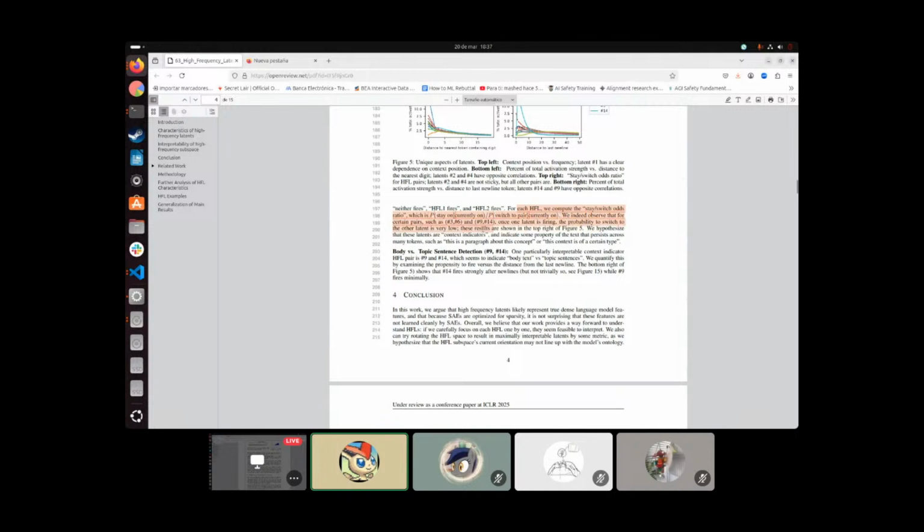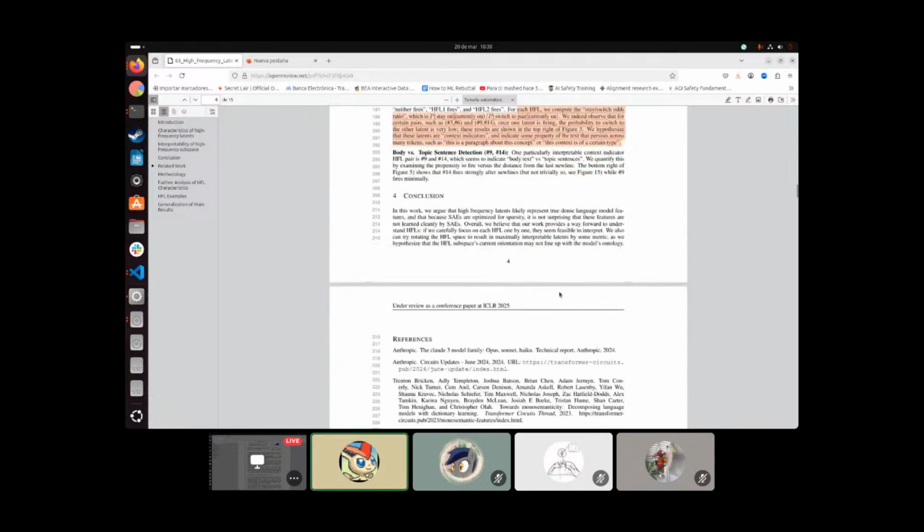We observed that for certain pairs, once one latent is firing, the probability of switching to the other latent is very low. The results are shown in the top right of the figure, which suggests that these latents are context indicators and indicate a property of text that persists across many tokens, as in this is a paragraph about this concept, or this concept refers to a certain type. Yeah, that makes sense.